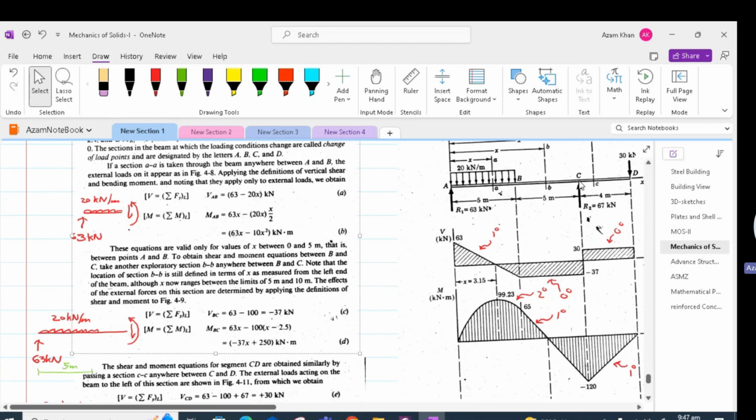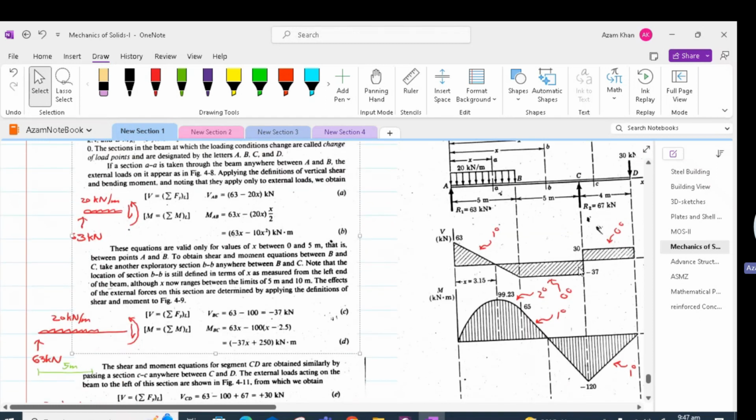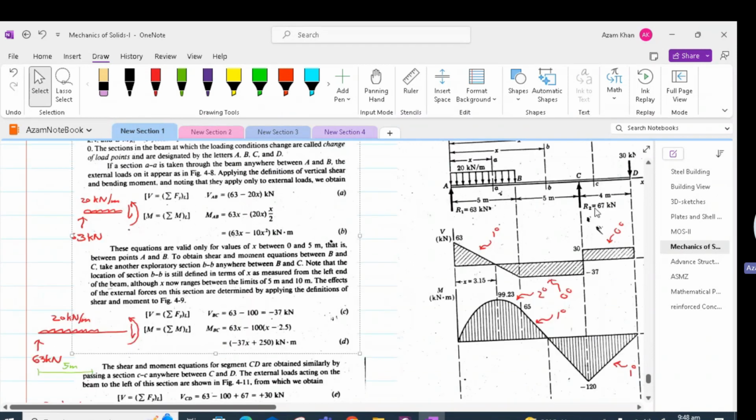At point C, which is the boundary of two regions BC and CD, again our moment equation for BC at point C must be equal to the moment equation for CD at point C. As we discussed, this will not be the case if we have an external moment or a couple applied. In the case of a couple, we will see the same jump in the bending moment diagram as we saw in the shear force diagram. So we have got minus 120 and minus 120 at point C.